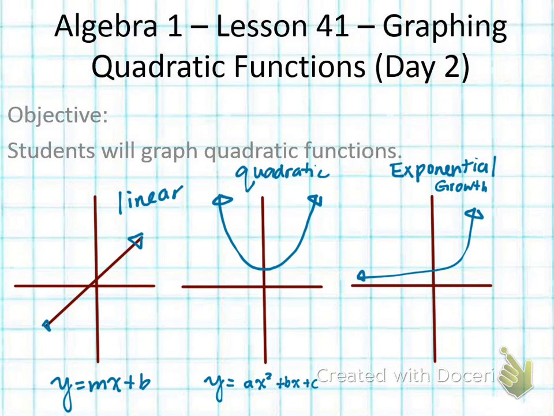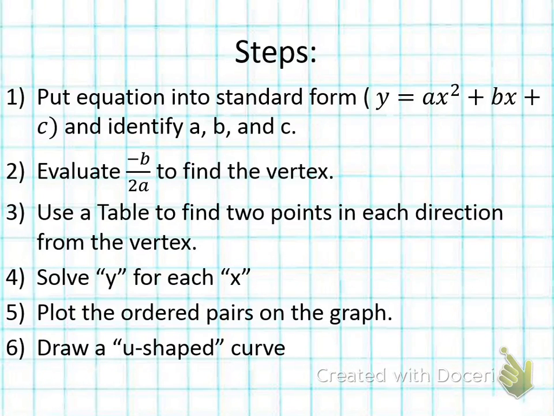Okay, here are the steps from yesterday. They're the same as today. We need to put the equation into standard form. You identify a, b, and c, and then you have to find negative b over 2a. Then you use a table to find 2 points in each direction from the vertex. Solve for y for each x, right? When we solve for y, that means find the output with each input. And then we plot the points. And then we draw a U-shaped curve.